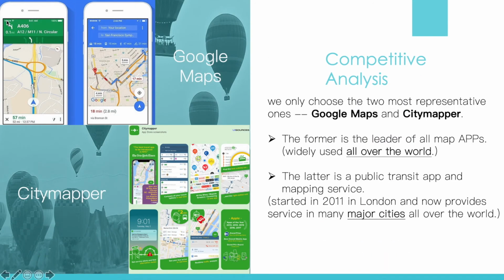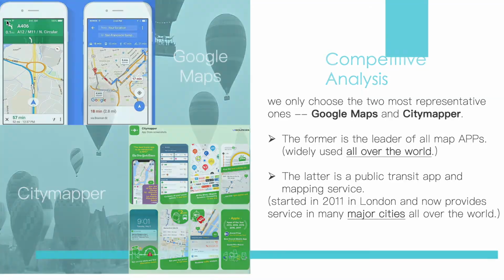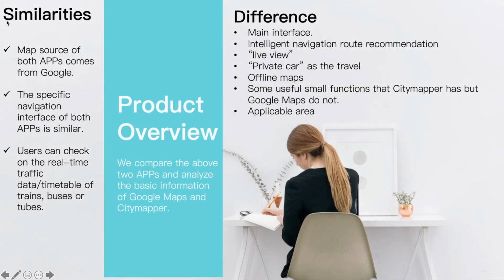The purpose of competitive analysis is to help us clarify the similarities and differences between our current competitors and then find our unique way to surpass them. We only choose the 2 most representative applications, Google Map and Citymapper. Similarities. First, the specific navigation interface of both applications is similar. Users can easily see the most suitable way to travel and have an overview of the route. Second, users can check on the real-time traffic data, timetable of trains, buses, or tubes.